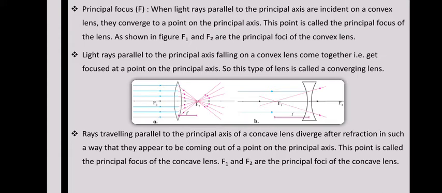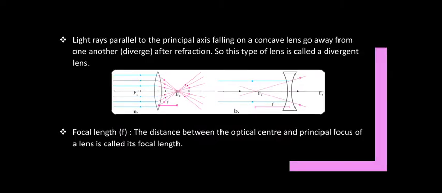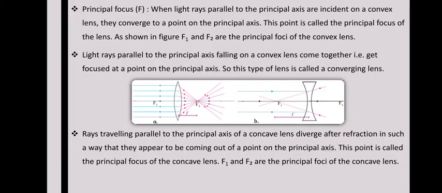Now, the blue lines which you can see are parallel to the principal axis. They are falling on the convex lens. They come together to get focused at one point on the principal axis. That is why this type of lens is called a converging lens, because it is converging the light. Converge means to bring something together. Followed?